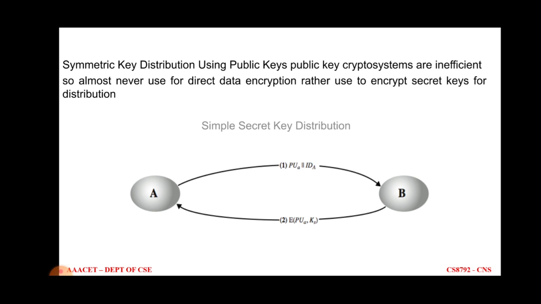Here the sender A sends a public key of A, with an identifier of that particular sender, to recipient B. Then B performs an encryption operation on the public key of A with the session key KS.